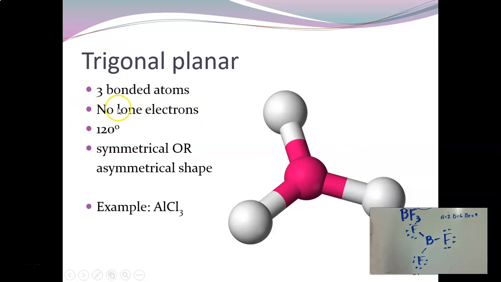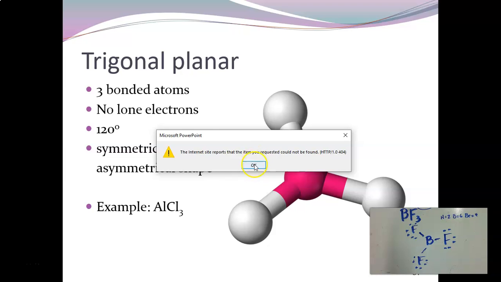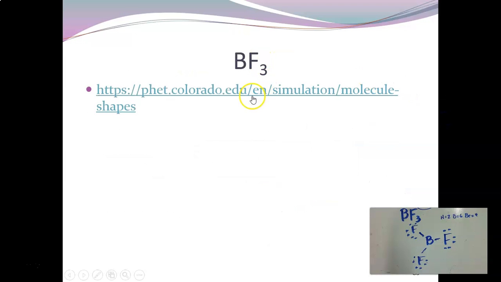No lone electrons. Bond angles are 120 degrees. Could be symmetrical, could be asymmetrical. Looks like boron trifluoride is pretty darn symmetrical. All right, so now we're going to look at the PhET simulation for boron trifluoride.